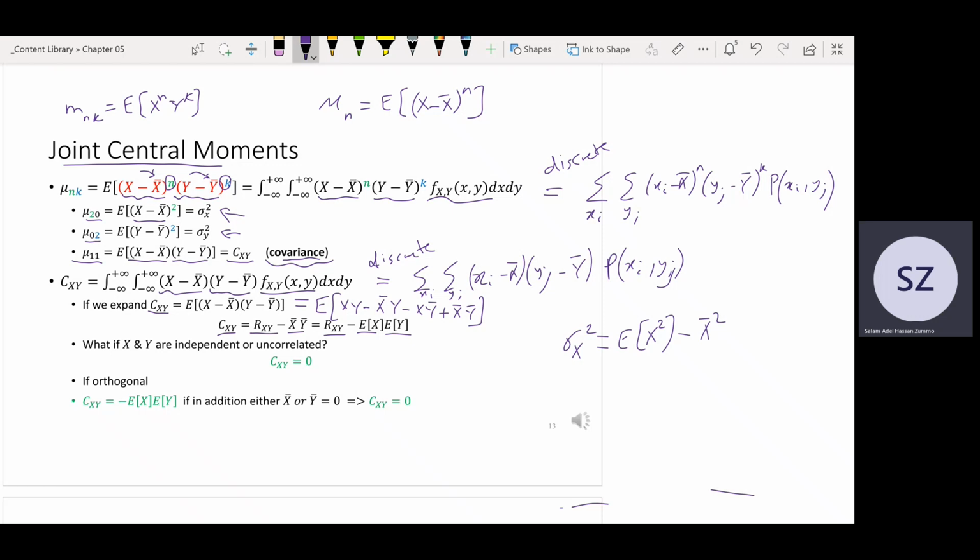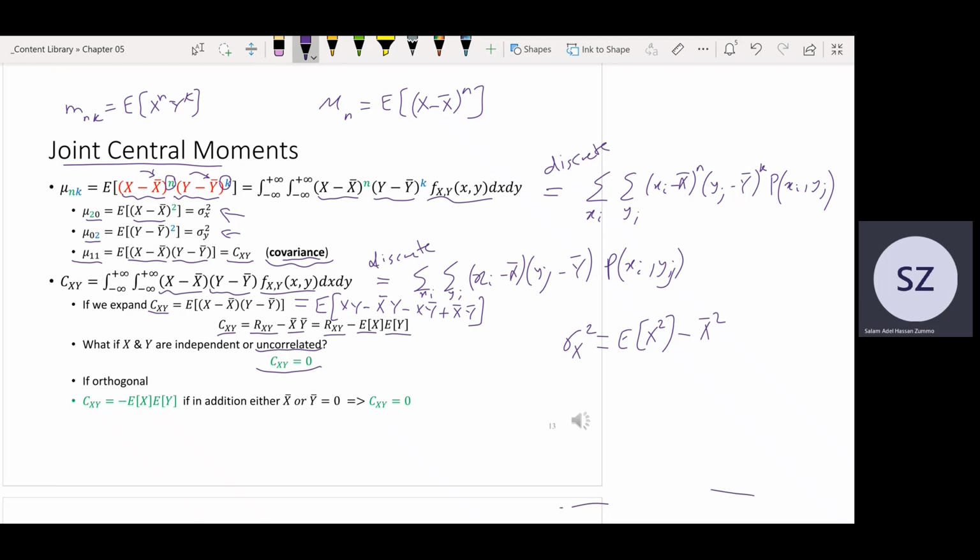So now, what is the condition on the covariance to have uncorrelated random values? When x and y are uncorrelated, when rxy equals the product of the two means. So when this equals this, what do we get as the covariance? Zero. So zero covariance means that the two random values are uncorrelated.